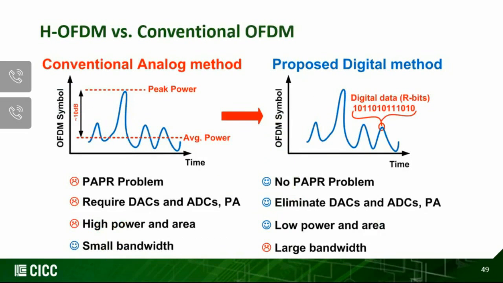If you compare the hybrid OFDM versus the conventional OFDM, the conventional analog method has smaller bandwidth, but it suffers from the high PAPR problem, requires DACs and ADCs in the PA, which result in high power and area. Whereas the proposed digital or hybrid OFDM method is free from PAPR. It achieves the mitigation of the channel impairment, but at the cost of larger bandwidth. But as I said, we can tolerate this in a body channel environment.